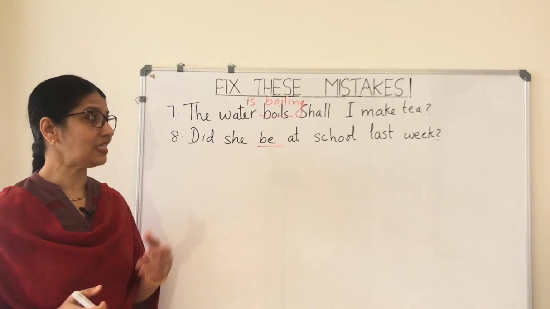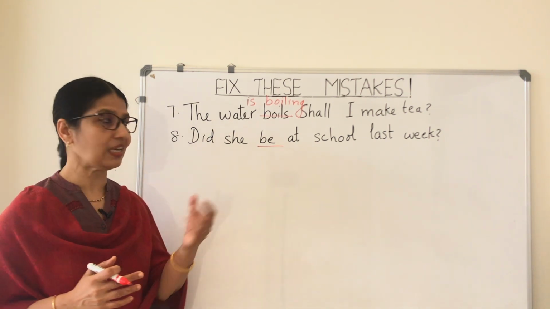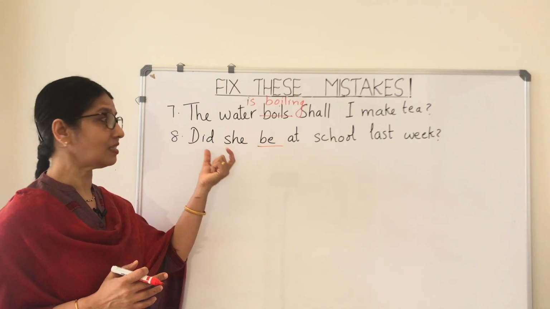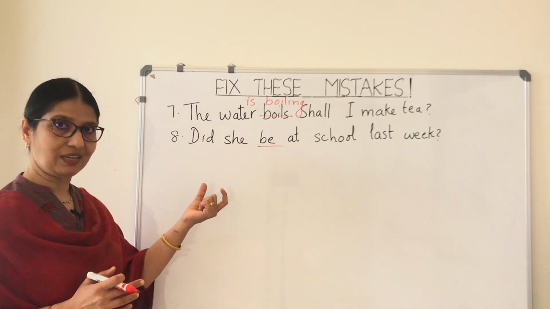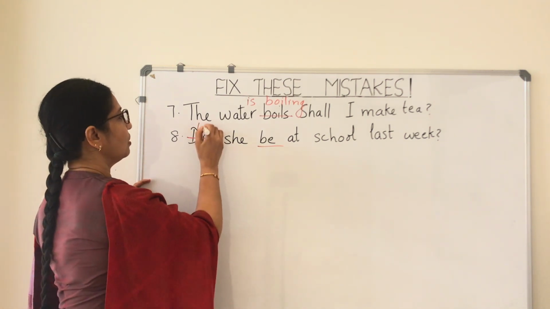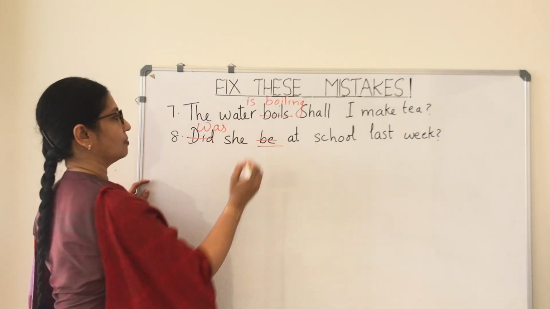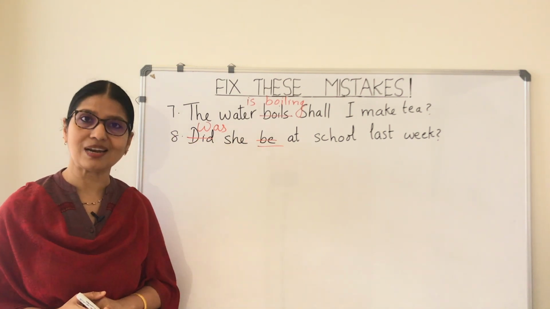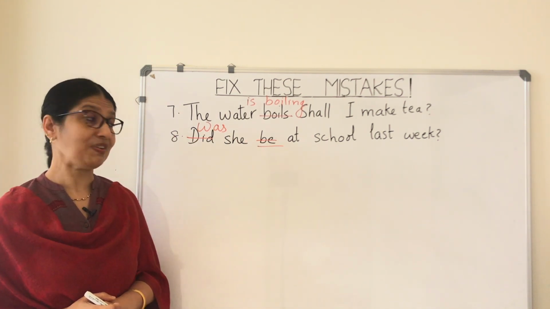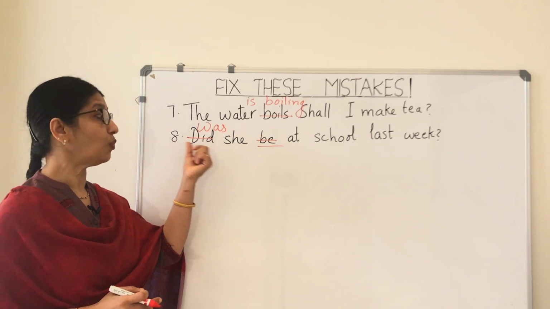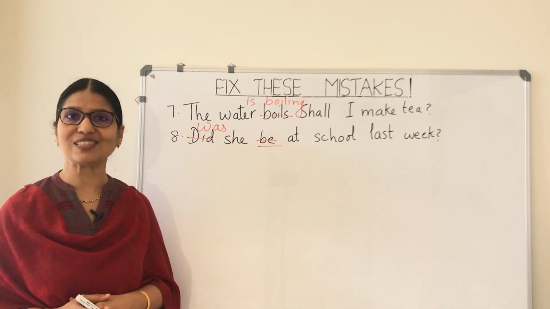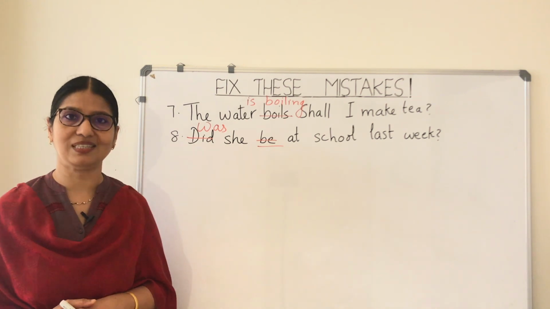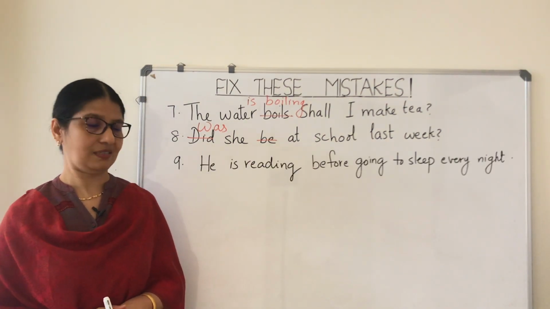Instead, we change the verb or we conjugate the verb be because we are using it with the subject she. Because it's singular, we just use the word was. So we have, was she at school last week? If it was they, we should write, were they at school last week? So no need to use the helping verb did. Let's look at the next question.